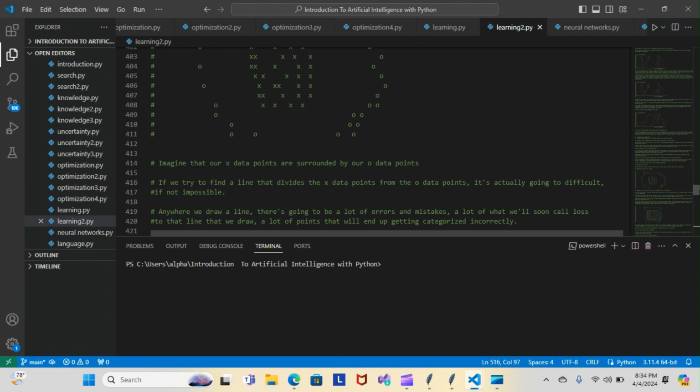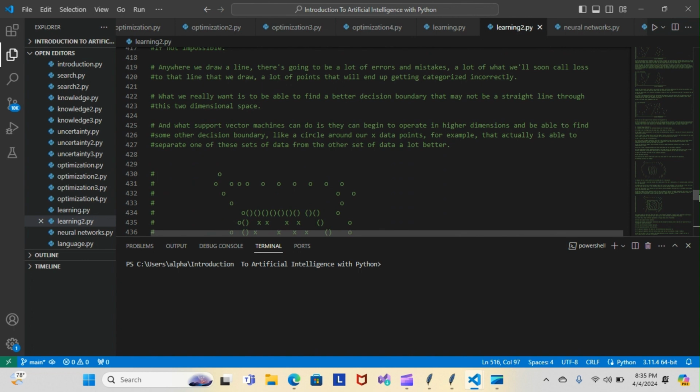So imagine that our X data points are surrounded by our O data points. If we try to find a line that divides the X data points from the O data points, it's actually going to be difficult, if not impossible. Anywhere we draw a line, there's going to be a lot of errors and mistakes, a lot of what we'll soon call loss to that line that we draw, a lot of points that will end up getting categorized incorrectly.